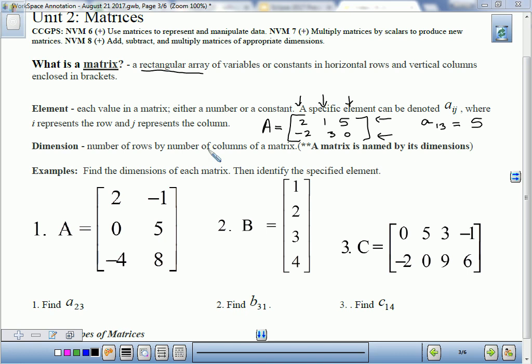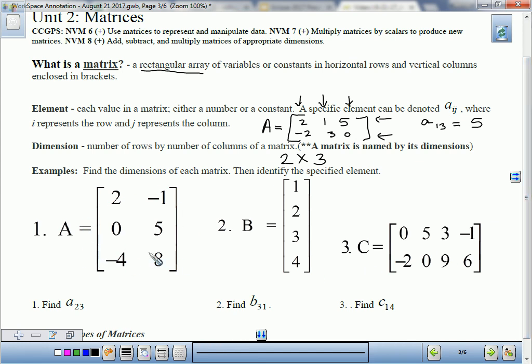It's the number of rows by the number of columns. So a matrix is named by its dimensions, or this could be considered the order. So this one has 2 rows, so matrix A is a 2 by 3, 2 rows by 3 columns. So that would be the dimensions, or the order, of that matrix. Okay, so for each one of these, it asks you to find the dimensions of the matrix and then identify the specified element.